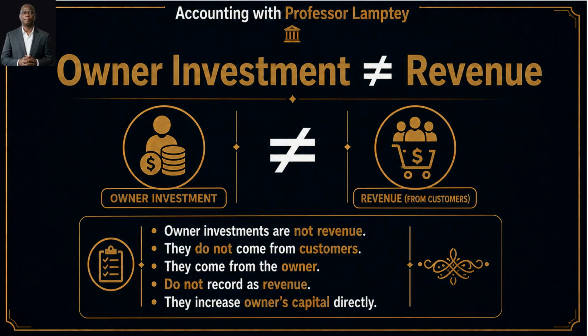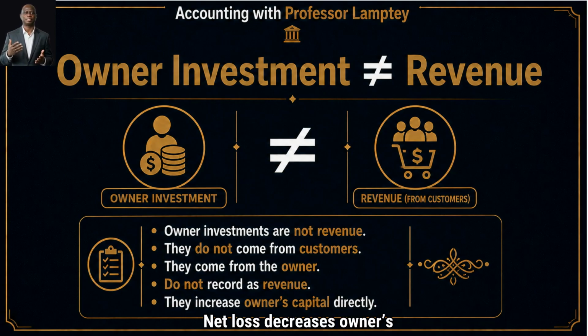Third, net income. Net income increases owner's equity. Why? Because net income means the business earned more revenue than it incurred in expenses. If the business made a profit, that profit increases the owner's claim in the business. But if the business has a net loss, the effect is the opposite.